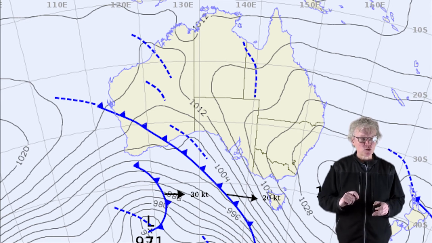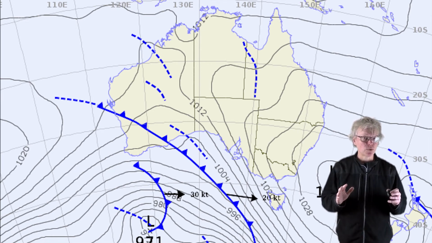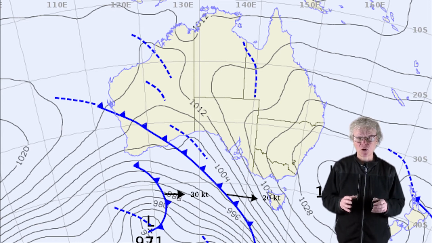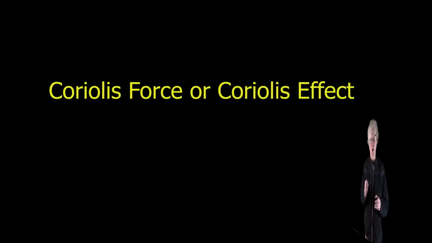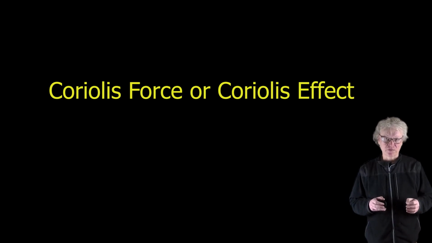So what these maps are also showing you is that it's not simply air moving only from areas of high pressure to low pressure. There are other things acting upon that air to make it move in different ways. That's what those two other forces are. The second one we're going to look at is called the Coriolis Force or the Coriolis Effect.